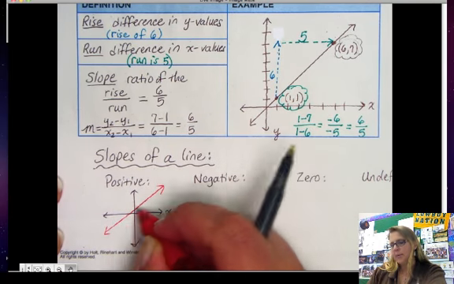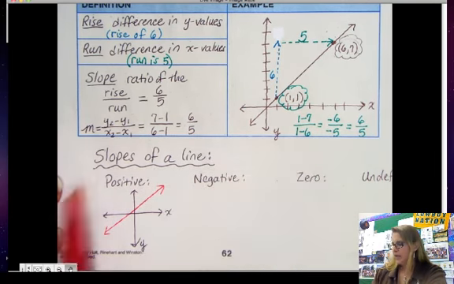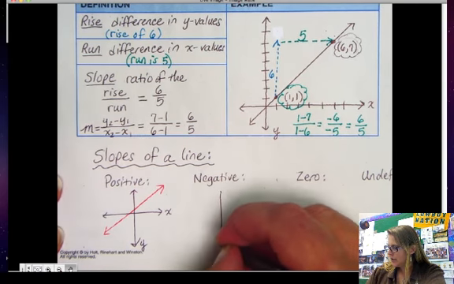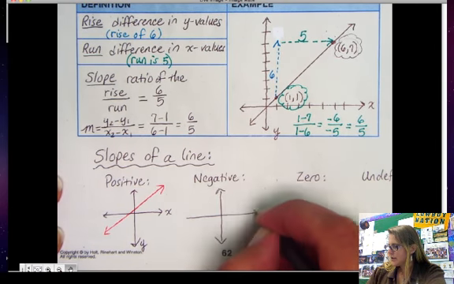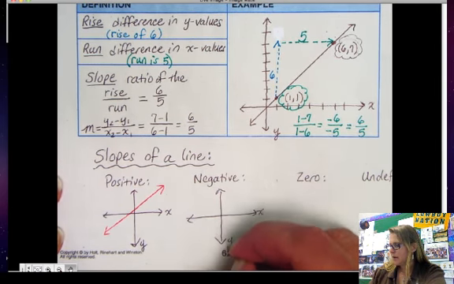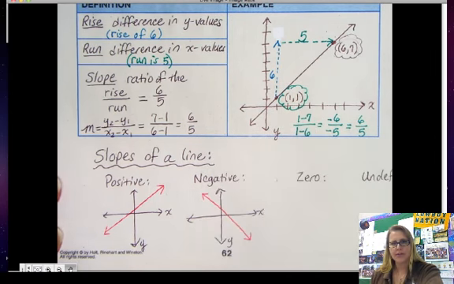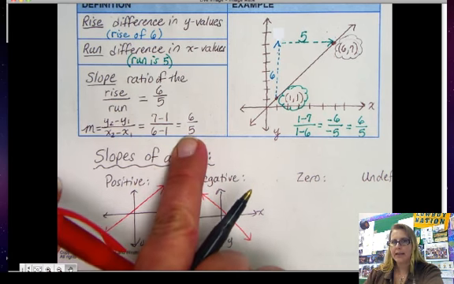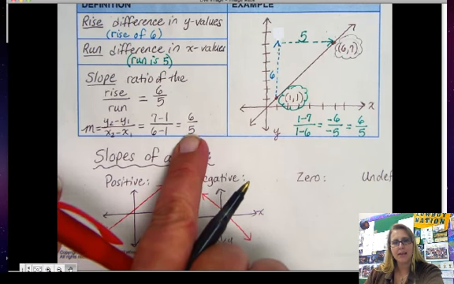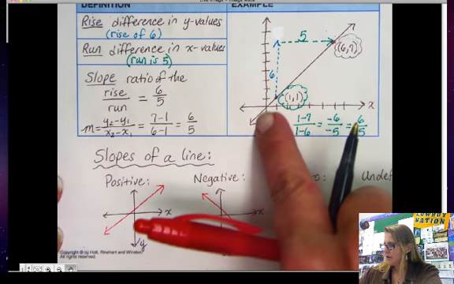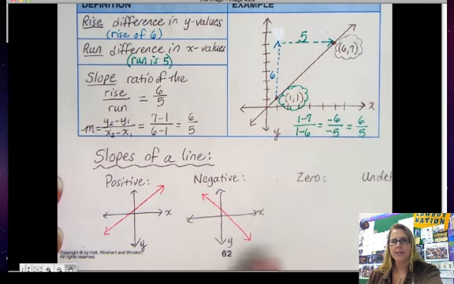It goes up from left to right. A negative slope always goes in this direction. Here's my x, here's my y. It always goes down from left to right. So anytime you have a slope going down, you know that your slope answer will be negative. In this case, my slope answer is positive 6/5 because I'm going up from left to right, just like it is here.